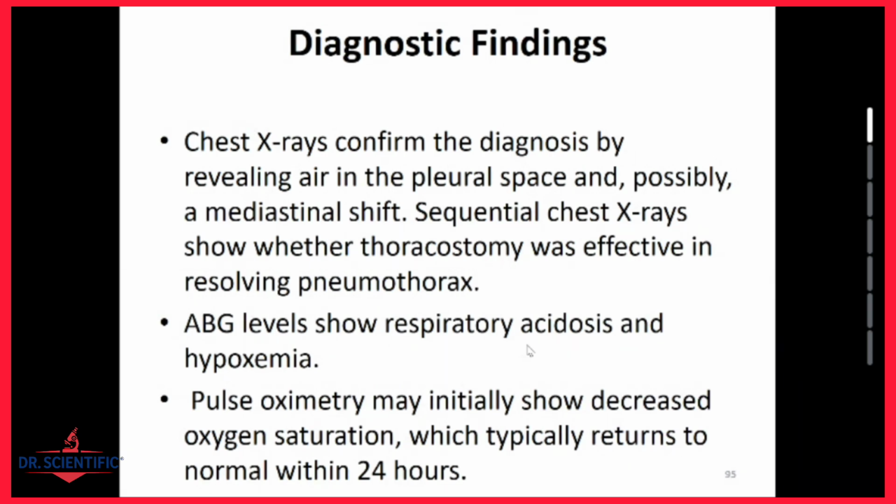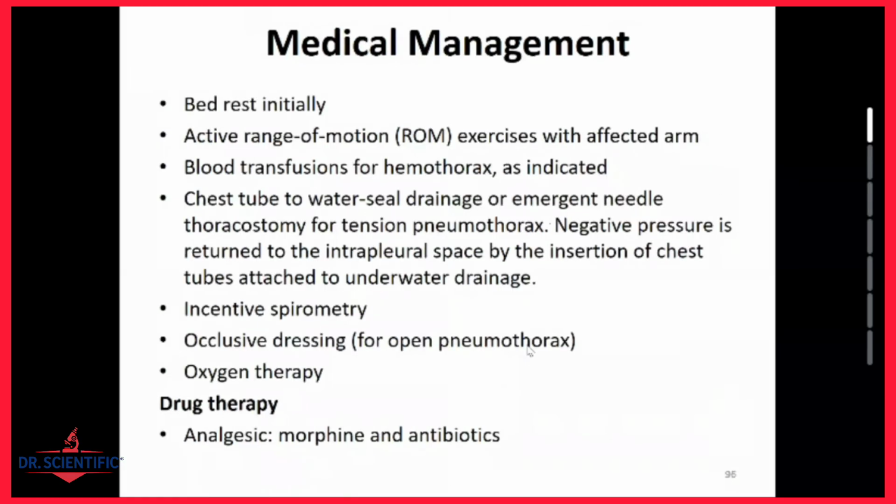We can do the ABG, the arterial blood gas, which can show you hypoxemia, that is the respiratory acidosis and the hypoxemia. Pulse oximetry will show you decreased oxygen saturation levels, which sometimes can normalize within about 24 hours. You can do an ultrasound, which is common, more especially in cases of trauma. You can do a CT scan when the chest X-ray is not so clear in giving you a diagnosis.